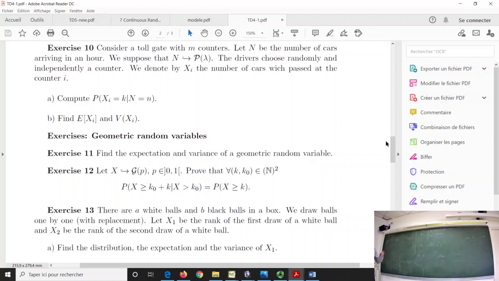Excuse me, I have made a mistake here. What I have written is true, but it's not what I am interested in. I am interested in counter I here. Counter I is fixed here. So Z1 is 1 if car 1 chooses counter I, Z2 is 1 if car 2 chooses counter I, and so on.